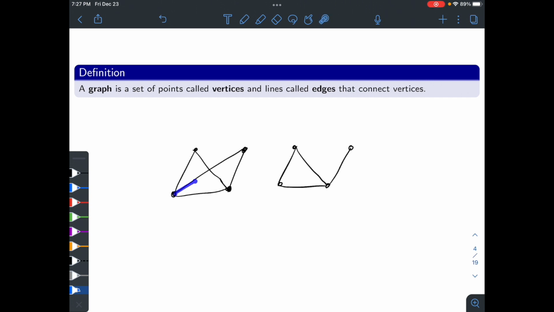I could take this middle line right here and just draw it like this. If these represent those 4 airports, all we care about is that there's a flight going from this airport to that airport. We don't really care what the line looks like. We just care that there's some connection between the two, right? Okay.